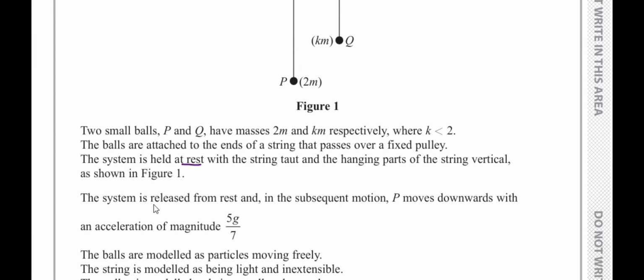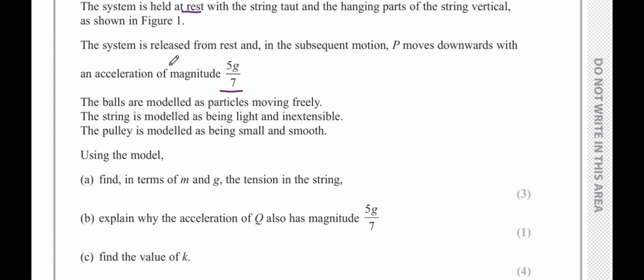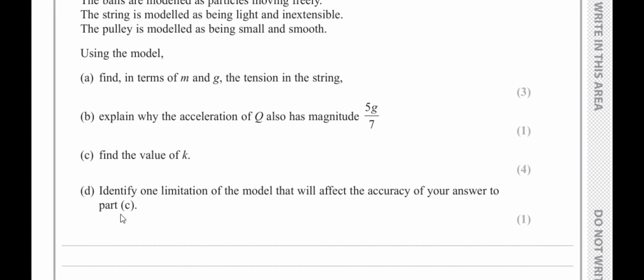The system is released from rest, and in the subsequent motion, P moves downwards with an acceleration of magnitude 5g over 7. The balls are modeled as particles moving freely. The string is modeled as being light and inextensible, the usual wordings. The pulley is modeled as being small and smooth. Using the model, find in terms of m and g the tension in the string. So we need to find the tension in the string, which is going to be the same throughout the string.